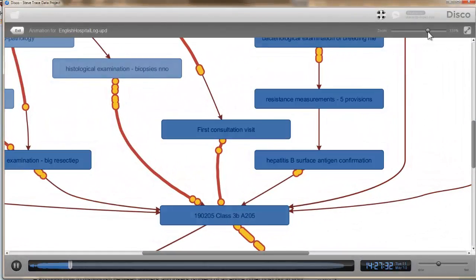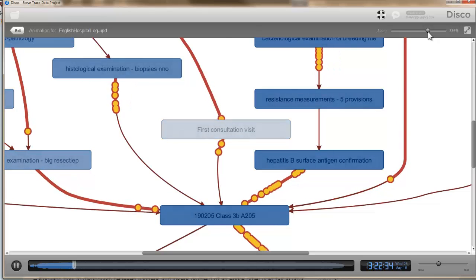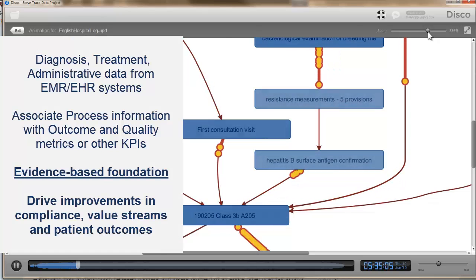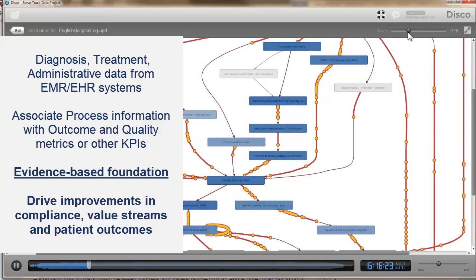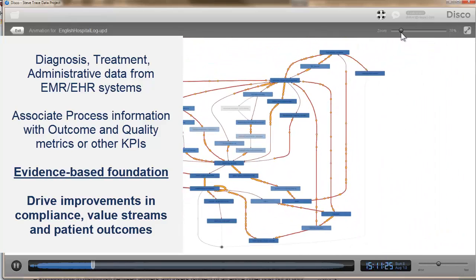This overview has just touched the surface of what is possible with process mining. You can also include diagnosis information, treatment information, administrative information, and so on, anything available from your systems. Associating process-related information with outcome and quality measures or other KPIs holds the promise of providing evidence-based views of processes and opportunities for improved value streams and patient outcomes.